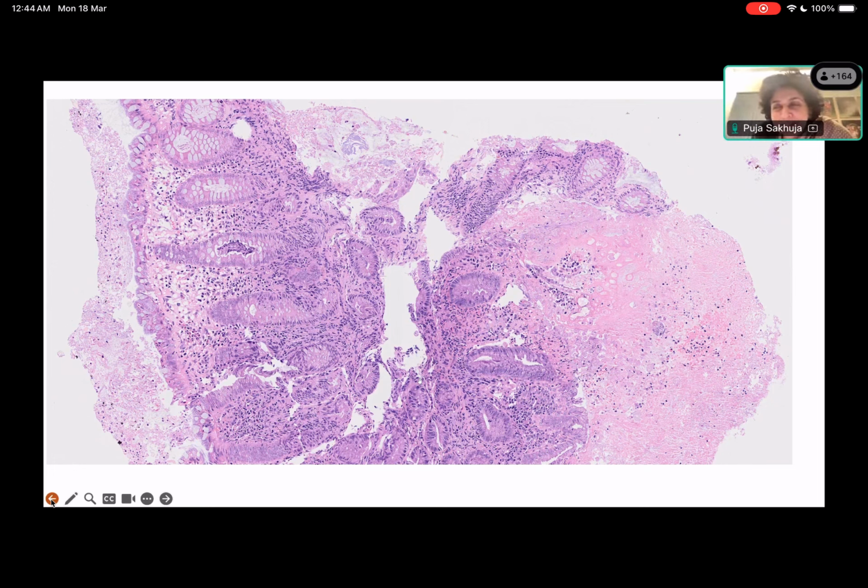Ramji, which is an enteropathy that we see quite commonly in North India. Ma'am, celiac disease. Celiac disease, correct? Yes, ma'am. Celiac disease is the enteropathy that we see commonly in North India. So what do we see in celiac disease?